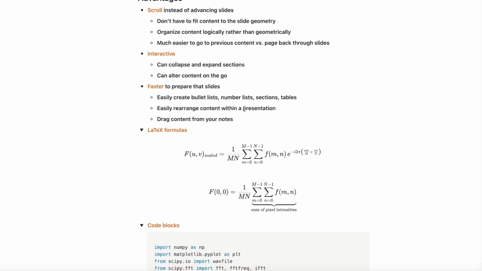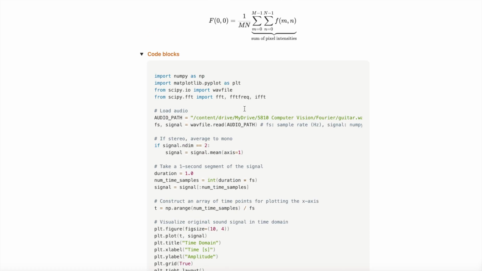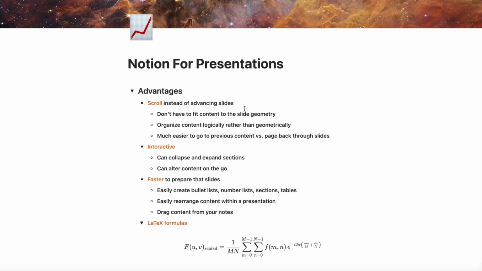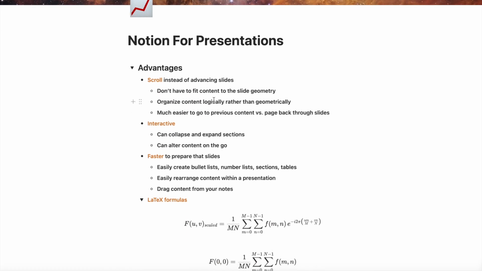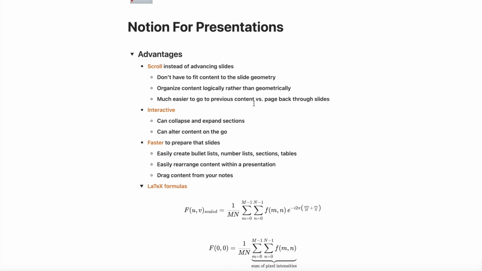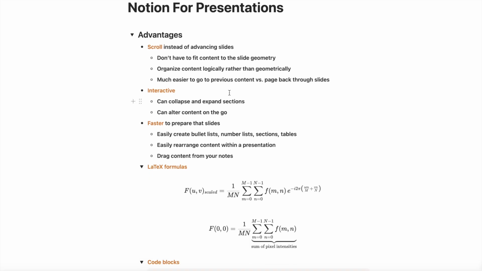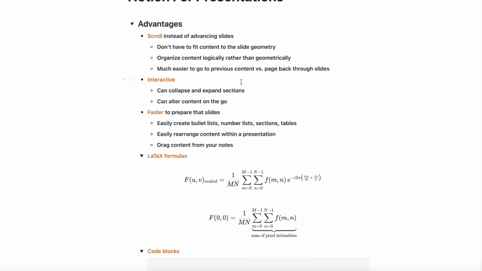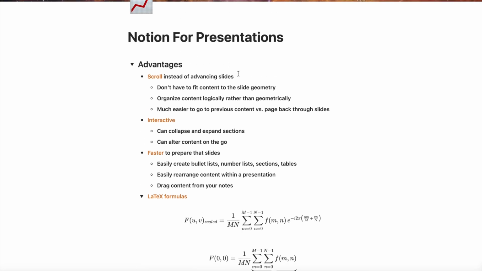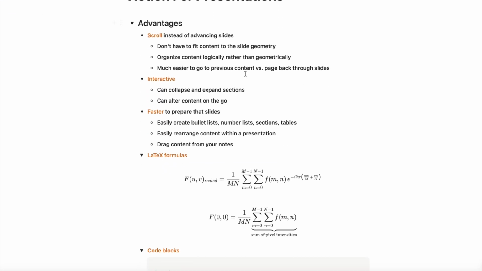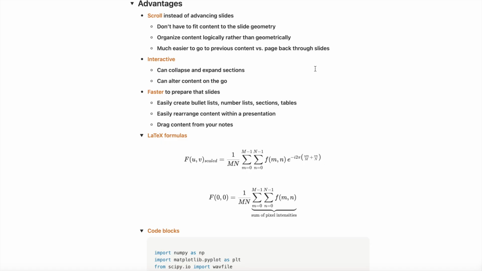When you create a presentation with Notion, you put all of your content on a single Notion page and you simply scroll through it instead of creating multiple slides. The advantage is that you don't have to fit the content to the limited geometry of the slide. You can put as much or as little content sequentially on your scrolling page, and you're organizing the content logically rather than geometrically. It's of course much easier to go back to previous content by just scrolling back up instead of paging back through slides.